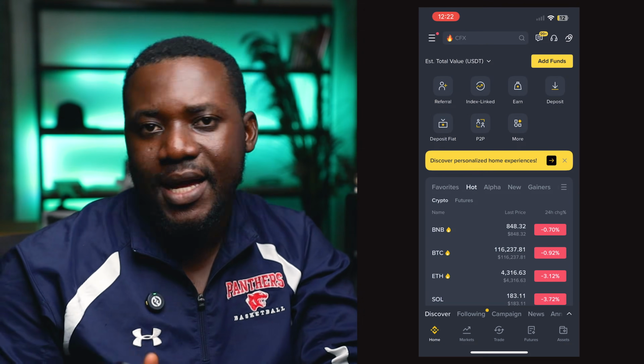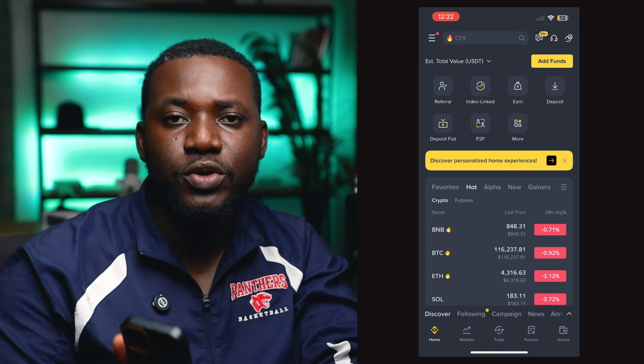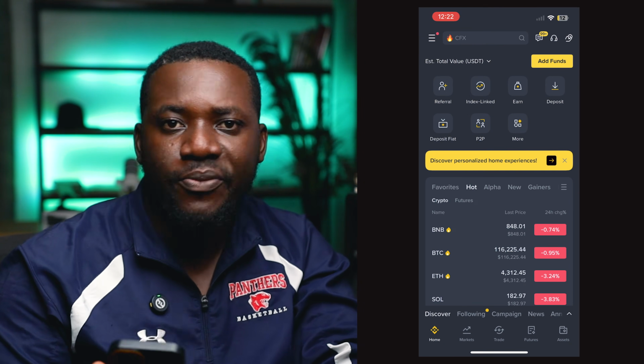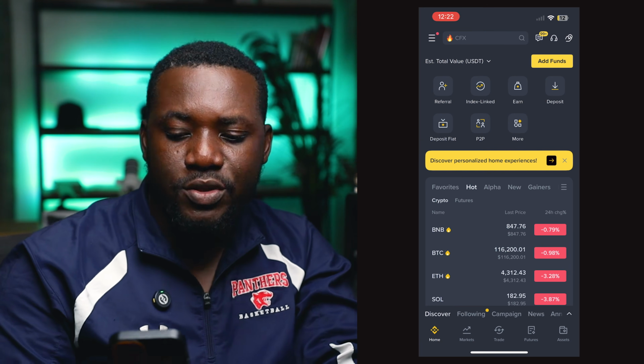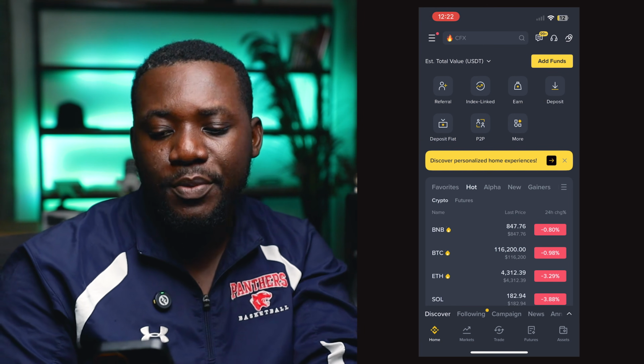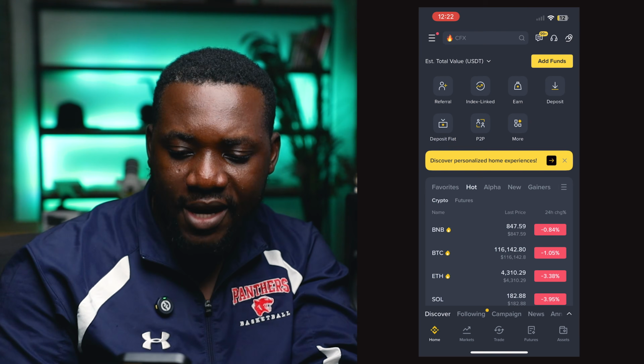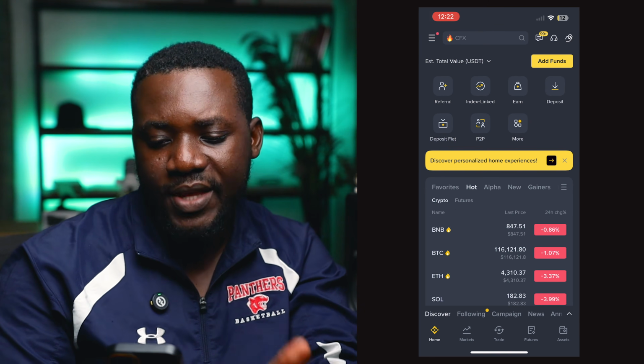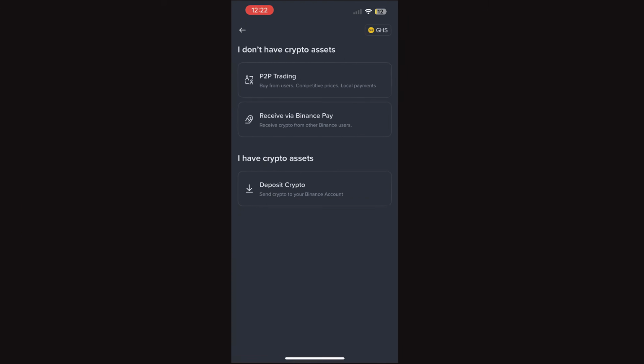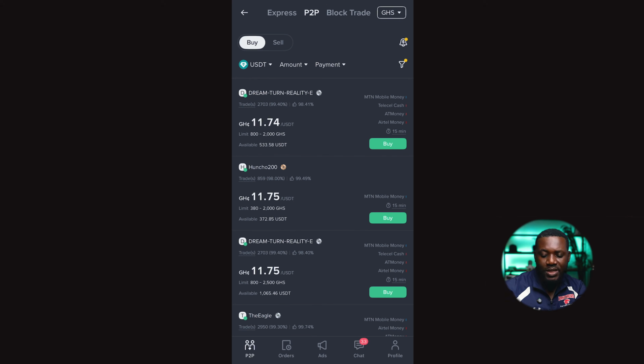Now, for you to be able to start trading on the futures market, you need USDT or some form of crypto to be able to do that. So I'm going to buy some. For me to be able to buy crypto on this platform, I'm going to tap on the Add Funds button. Then from here, I'm going to select P2P trading. That means I'm going to buy from someone who is selling on the Binance app.